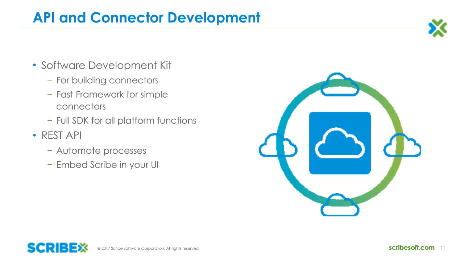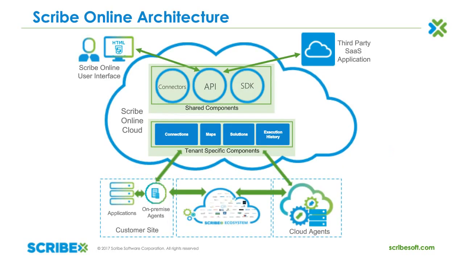Okay, so lastly, I just wanted to tie all of this together and walk through all the pieces in the broader whole. So in the upper left corner, you've got the HTML5 Scribe Online user interface that is accessing the cloud through its API. That's the user's view into the system. Likewise, in the upper right, if you have a third-party SaaS application that's embedded Scribe Online, that is also going to be talking to the cloud through the API.